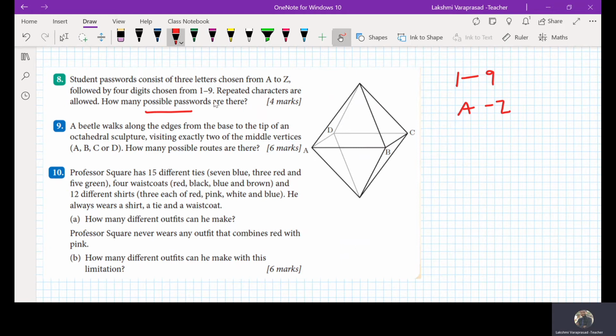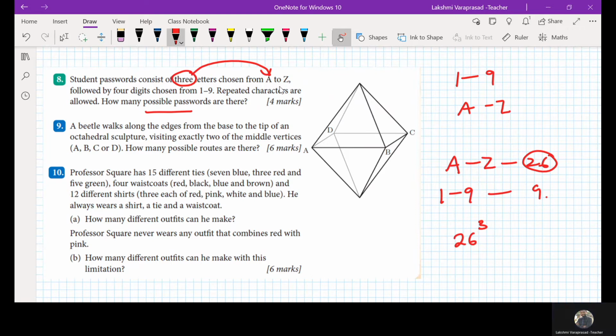That's a very interesting question. See, the total alphabet is 26, and from 1 to 9, there are 9 numbers. So look here: 3 letters from A to Z. We mentioned the n power r formula, where n is equal to 26. How many ways can we select? Total 3, so 26 power 3. R is the selection and 26 is the total number of possibilities.